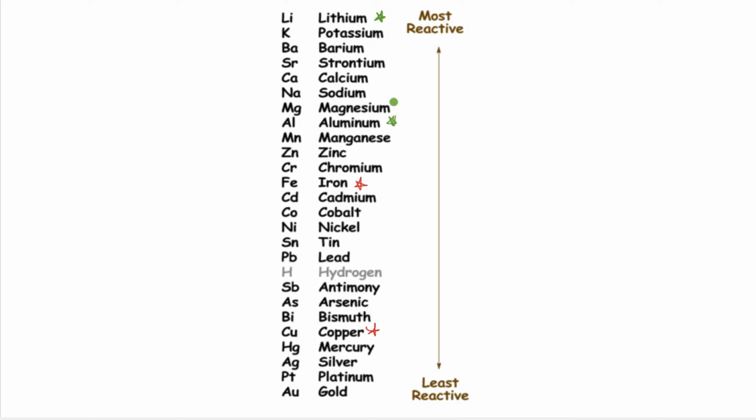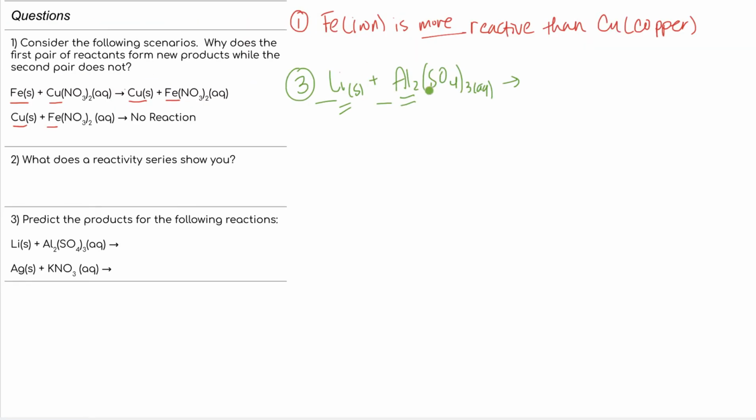So we just found out that lithium is more reactive than aluminum. So let's write that down before we forget. So we just found out that Li is more reactive than Al. So what that means is that the solid lithium will be able to successfully replace the aluminum ion in solution. So what that's going to look like is lithium will kick out aluminum. So therefore aluminum will become the new solid metal that's by itself.